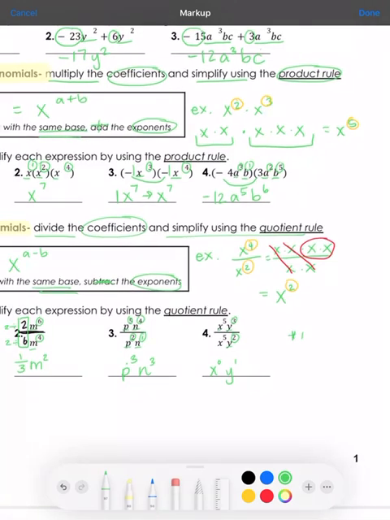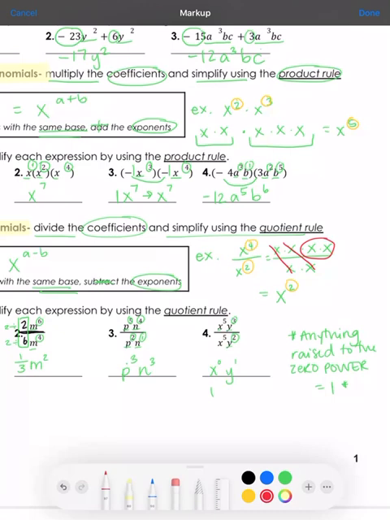So something that you need to know is that, and you can write this down, anything raised to the 0 power equals 1. So this x to the 0 really just equals 1.